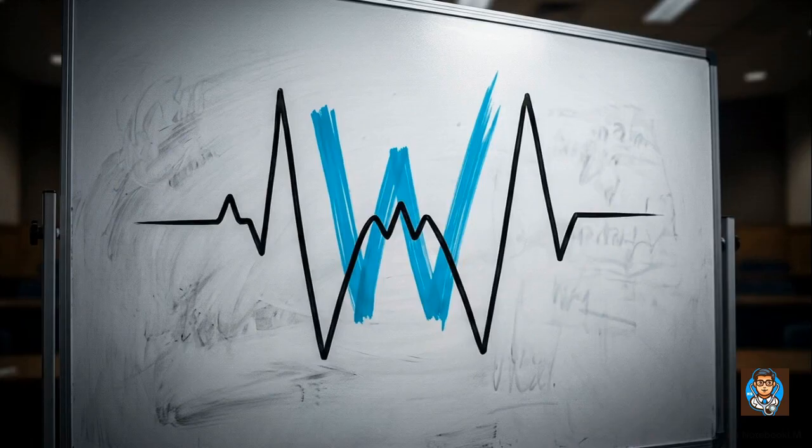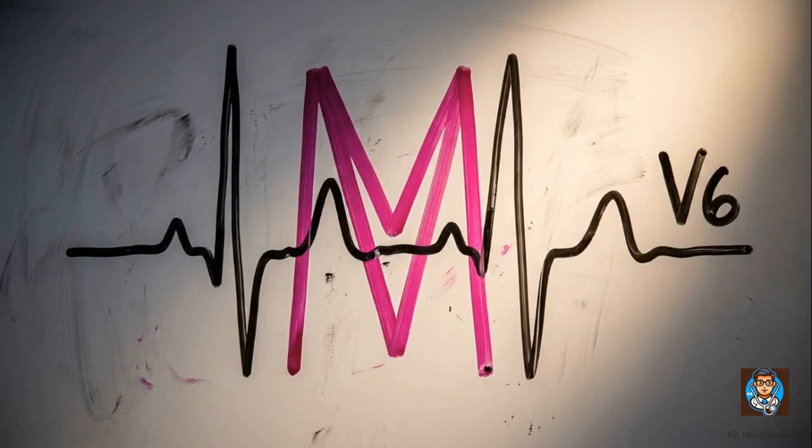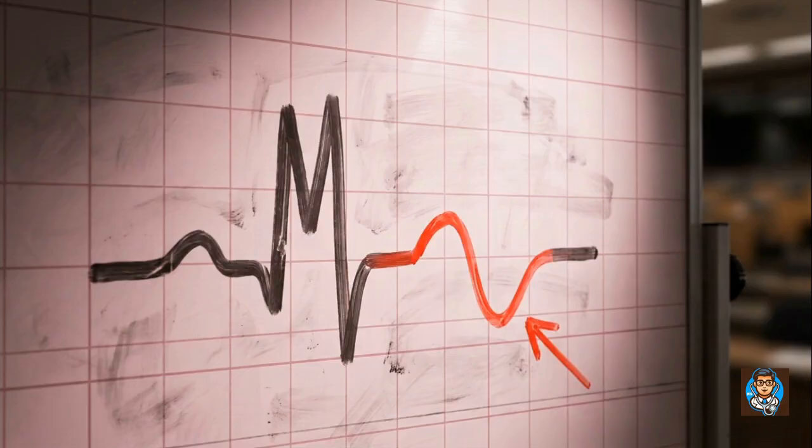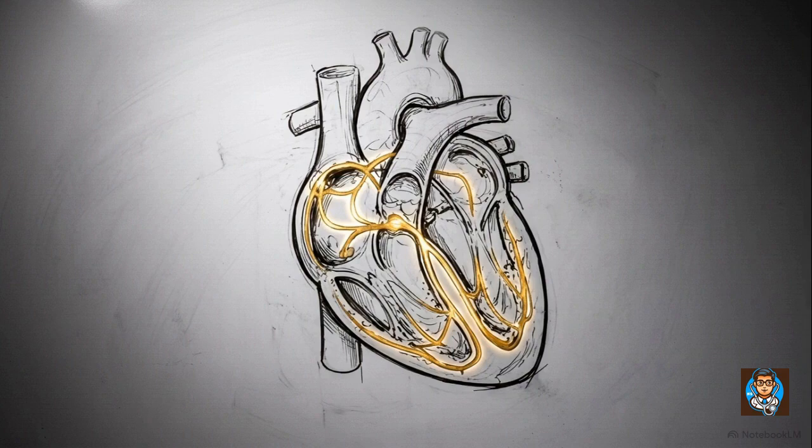These vectors produce distinct visual patterns, a deep W shape in lead V1 and a broad, notched M shape in lead V6. Severe left bundle branch block is also frequently associated with inverted T waves in the lateral leads, such as V6. When we view the conduction system as a whole, a clear diagnostic map emerges.